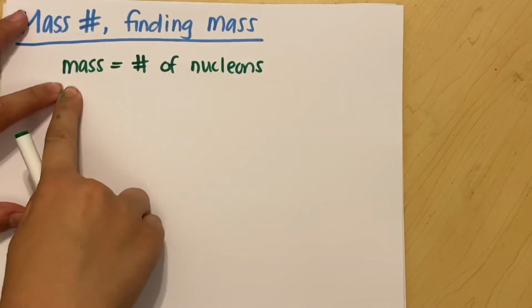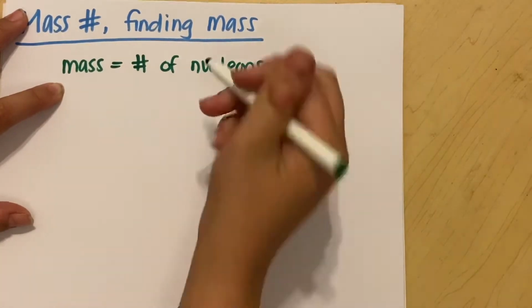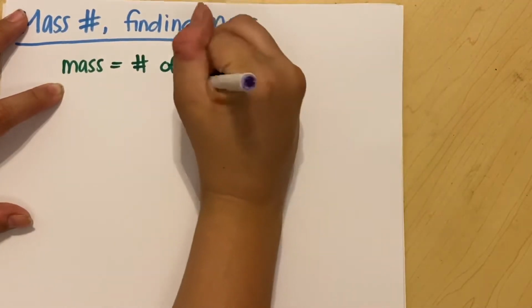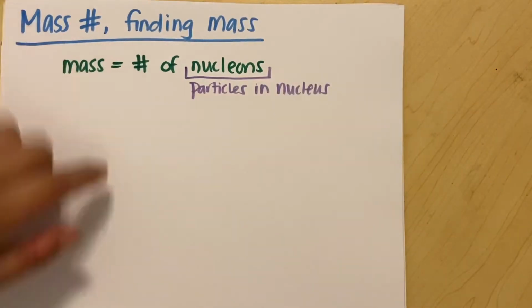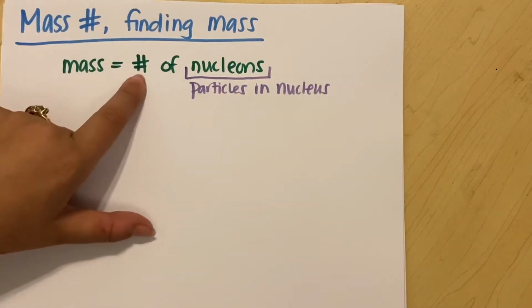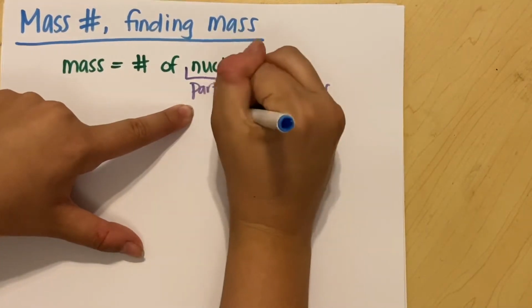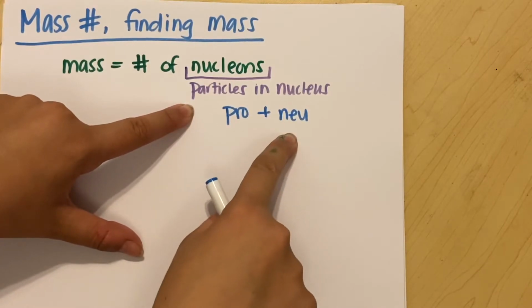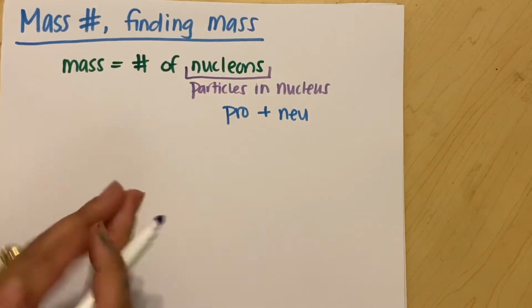The mass of an atom is determined by the number of nucleons. And nucleons are particles in the nucleus, which means that your mass is going to be determined by the number of protons plus neutrons. Protons and neutrons are in your nucleus. Those are your nucleons. That's what makes up the mass of an atom.